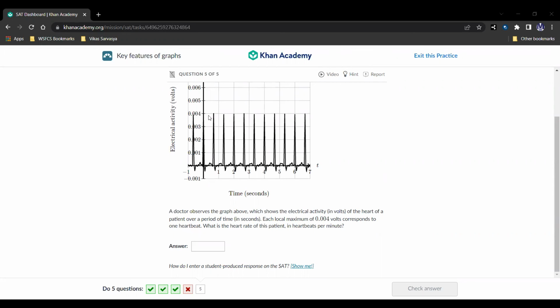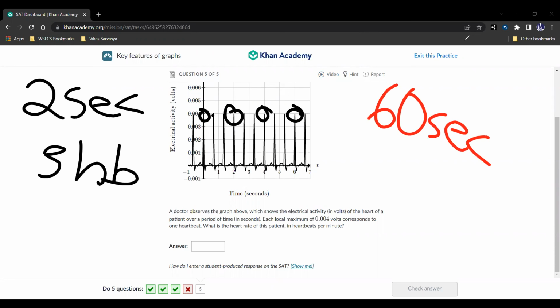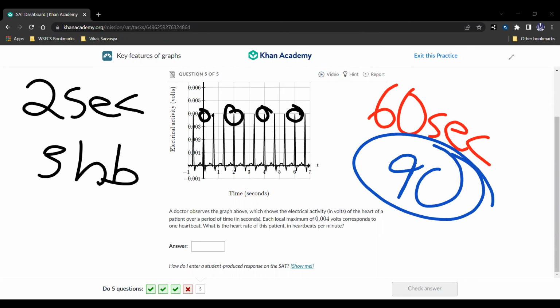So in this graph, starting from 0, which is right here, we can look at 2, we can look at 4, we can look at 6. We see that after 2, we have 1, 2, 3 heartbeats. So we have 2 seconds, 3 heartbeats. So after 60 seconds, the whole minute, we're going to have 3 halves times 60, which is just going to be 90 heartbeats. So our answer is going to be 90 heartbeats per minute.